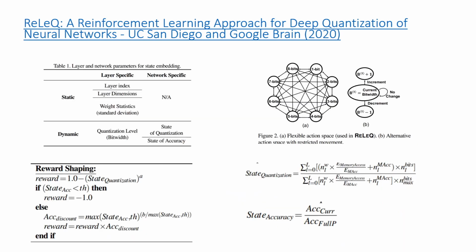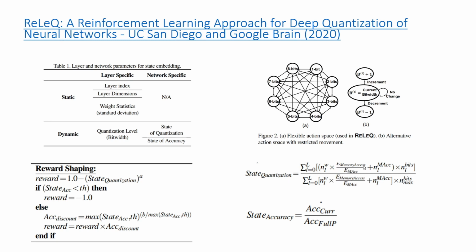And here we can see the reinforcement learning environment that they use. In the upper left, we see the observation space, the state embedding. Some of the properties of the embedding are static, others are dynamic, some are layer specific, others are network specific. For layer specific dynamic, there's the quantization level, which is the one that the action modifies. For network specific, there are the state of quantization and the state of accuracy. You can see the formulas here. State of quantization is like an accumulation of the quantization across the whole network.